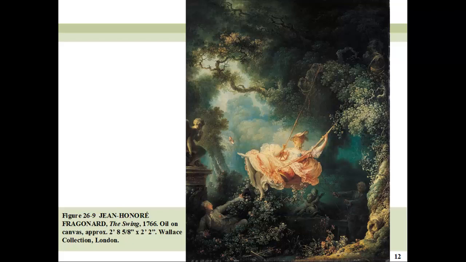The woman's luminous pink dress holds the viewer's attention as she flies through the air, suspended in her pleasure at the climax of her swing, and is enjoying herself so thoroughly that her shoe flies off. Clearly, Fragonard conveys a not so subtle erotic subtext for this painting.